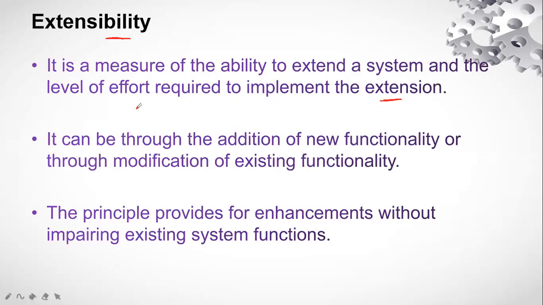Now this extensibility can be done in two ways, right? One is we add a new functionality to the existing program. Let's say we have one more module or one more function to be added in an existing system or existing software. This is the first concept of extensibility. And second, let's say there is a modification of existing functionality. There are some changes in the existing functionality. This is again a form of extensibility, right? This is what extensibility is.